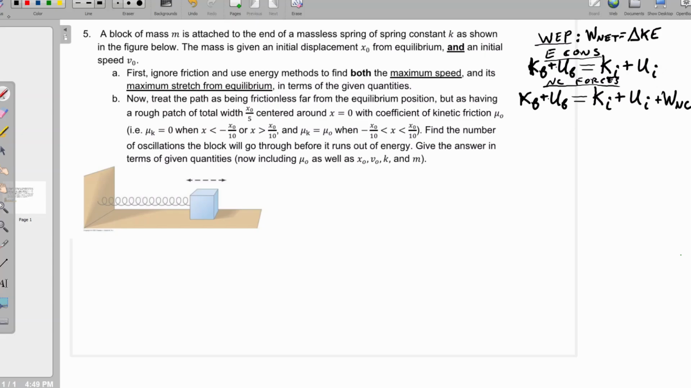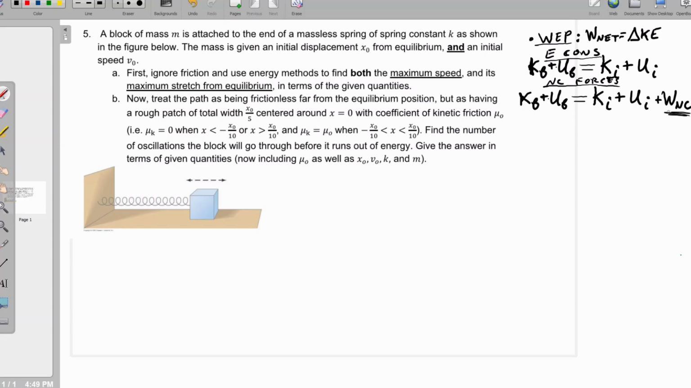So first of all, some strategy. Sometimes the work energy principle is the easiest way to solve a problem, especially when there's just one object and there's a net force acting on an object. You can use the WEP. Sometimes energy conservation is easier, right? And when there are non-conservative forces, make sure that you include this term there. And don't forget that the non-conservative forces will remove energy from your system.